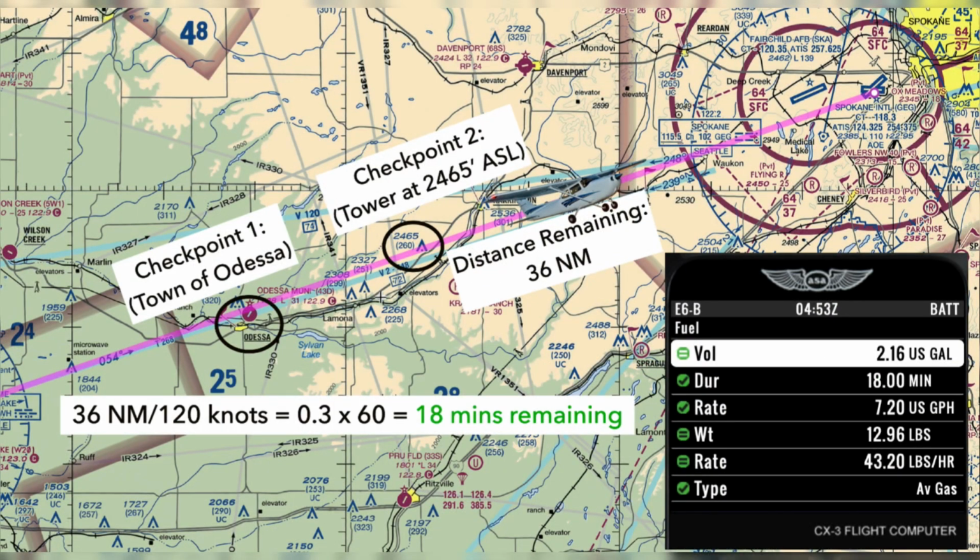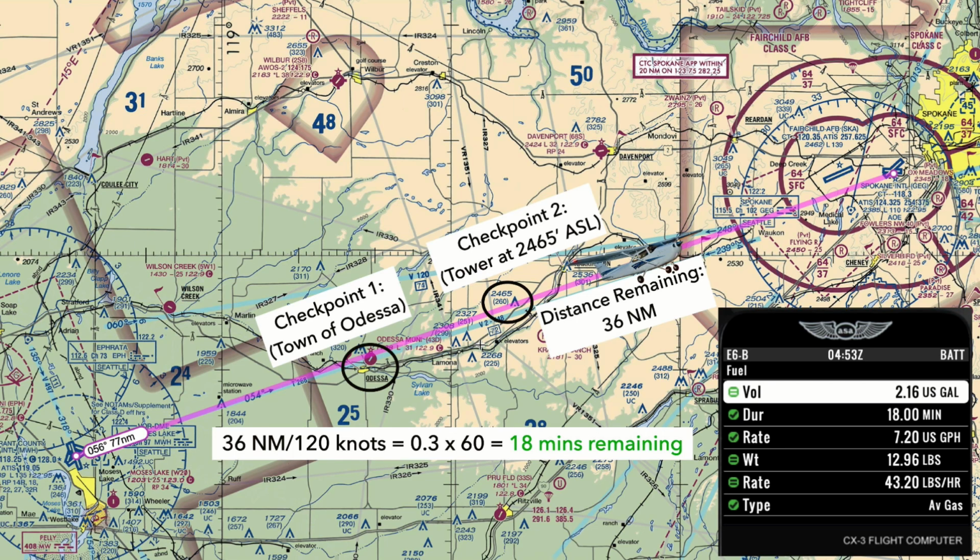Divide the remaining distance of 36 nautical miles by the revised ground speed of 120 knots, which equals 0.3 hours. Multiply 0.3 by 60 to convert the time to minutes, resulting in 18 minutes.